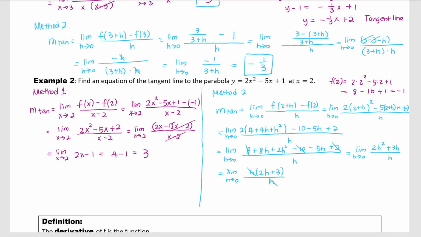Now you see the bad guy. After we cancel the bad guy, we get 2h plus 3. And then when h goes to 0, this is 3. Do you see we have the same answer? Okay?